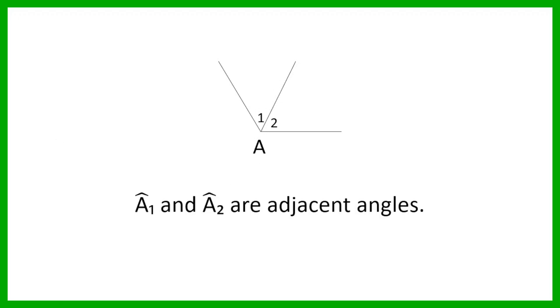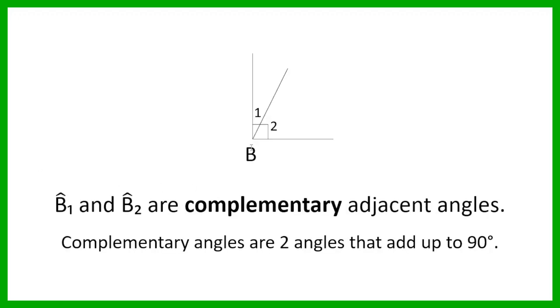Okay, then we have over here another pair of adjacent angles, but these ones are special because they are forming a right angle together. They are complementary. Complementary angles add up to 90 degrees. Now complementary angles do not necessarily have to be adjacent to each other. In this example, they are adjacent to each other, but you do also get complementary angles that aren't adjacent to each other. But in this example over here, we have a pair of complementary adjacent angles. Remember, complementary means that they add up to 90 degrees.